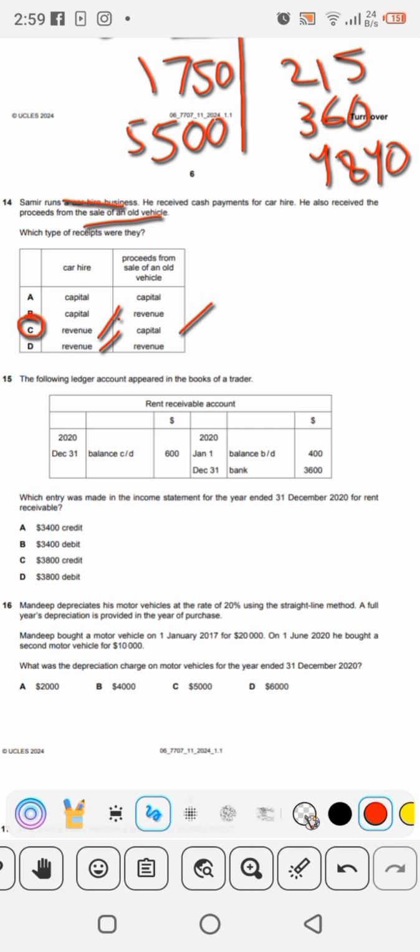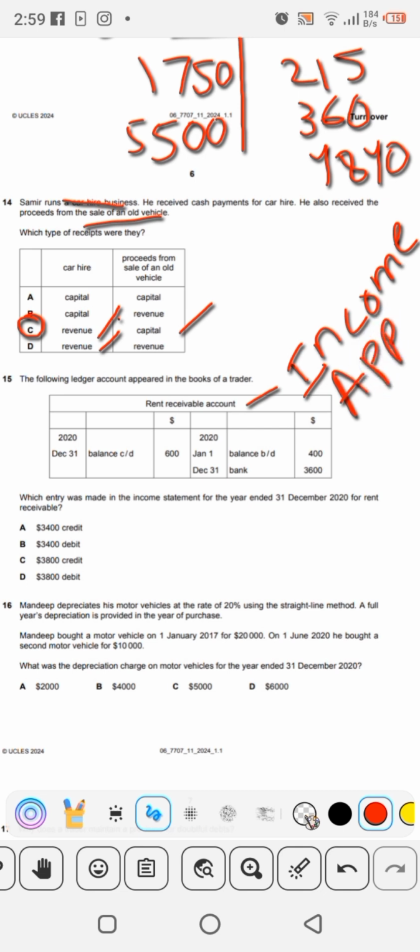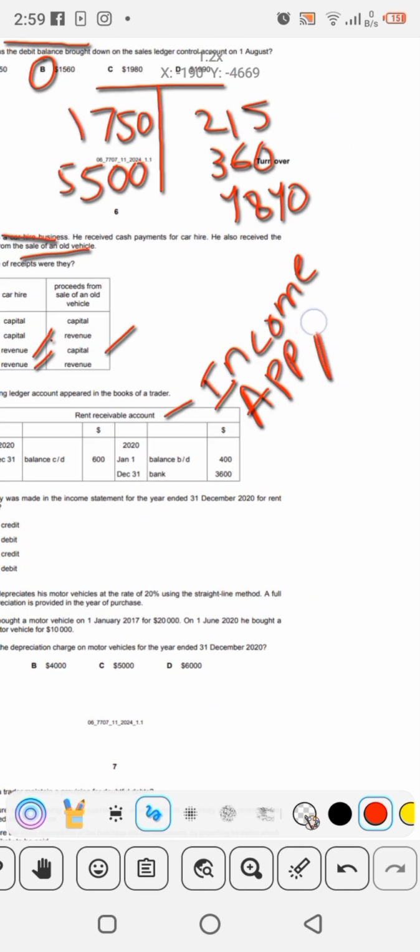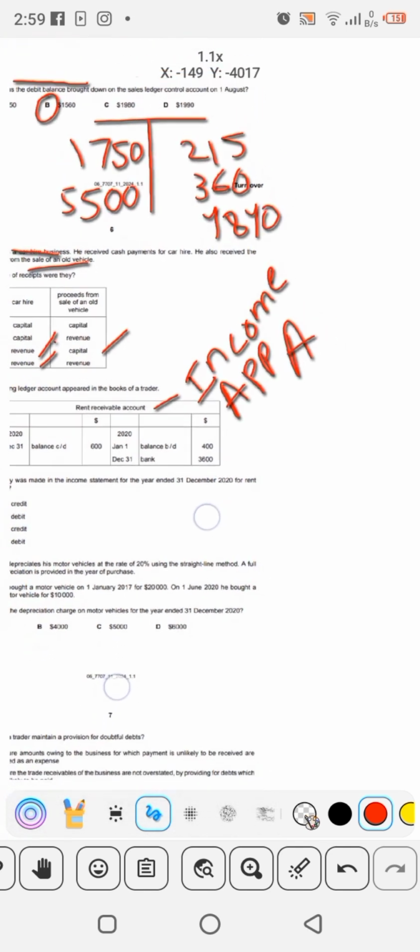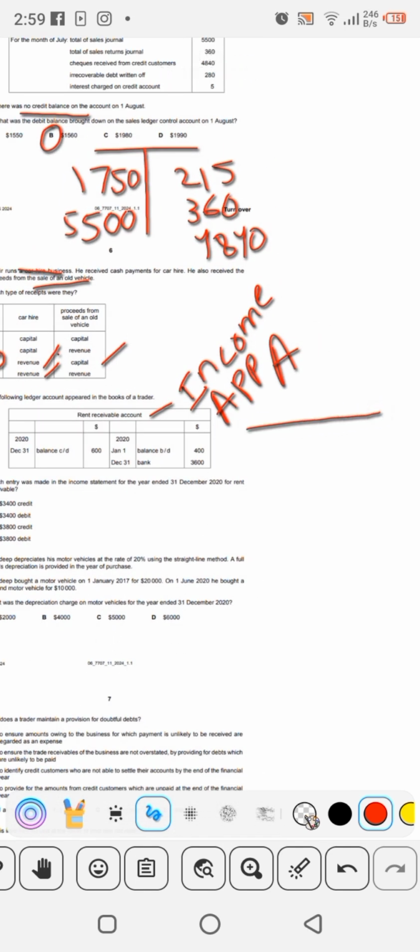Then question number 15. The following ledger account appeared in the books of a trader. Rent receivable account is an income account, and as I mentioned in the video before, for income the abbreviation will go APPA. So we'll make an account so that it makes things easier.